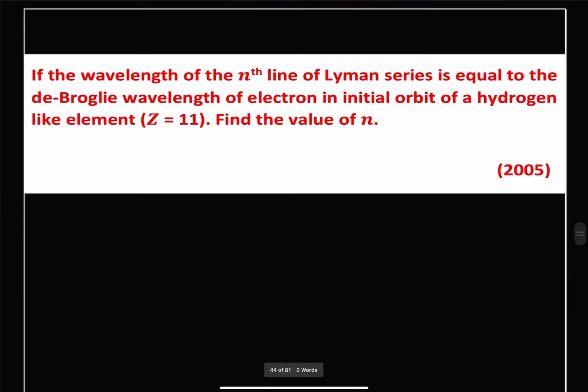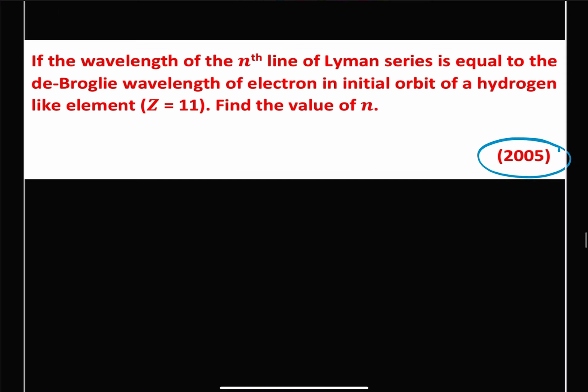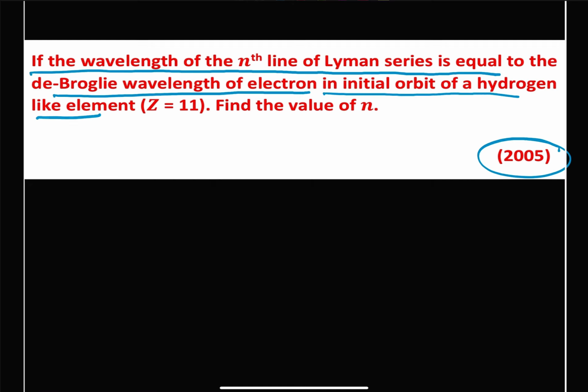It was also asked in the year 2005, and it states that if the wavelength of the nth line of Lyman series is equal to the de-Broglie wavelength of the electron in the initial orbit of a hydrogen-like atom, Z is equal to 11, find the value of n. And here we are given that we are having the nth line of Lyman series, and for the Lyman series the transition corresponds to the electron dropping to n equal to 1 from a higher orbit.